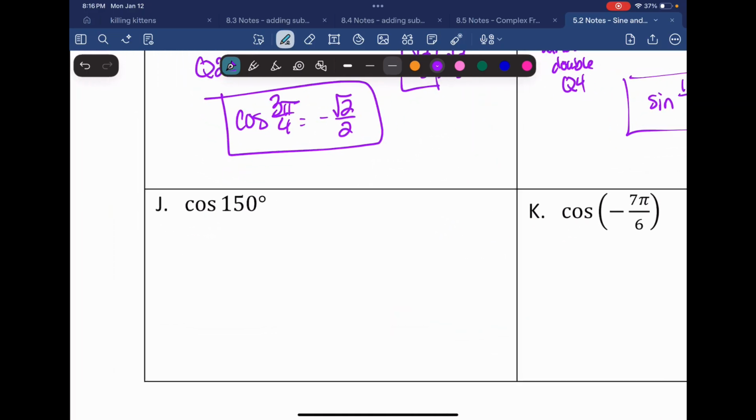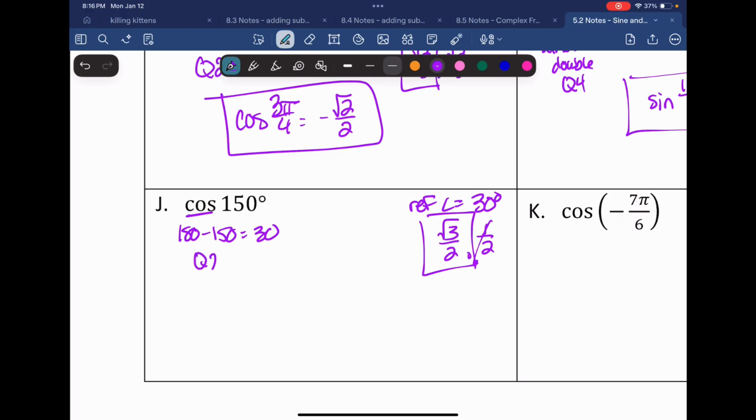Okay, 150. This is less than 180, so I'm going to do 180 minus 150. So the reference angle is 30 degrees. So it means root 3 over 2, 1/2. Cosine is x. Since I subtracted from 180, that puts me in quadrant 2. X is negative in quadrant 2. So cosine 150 degrees equals negative root 3 over 2.